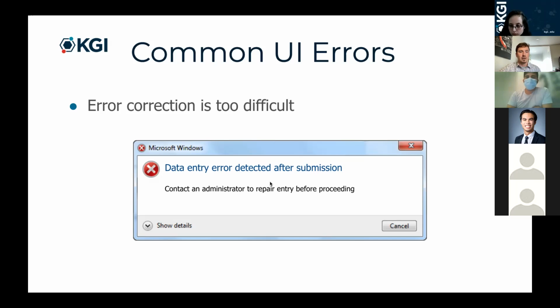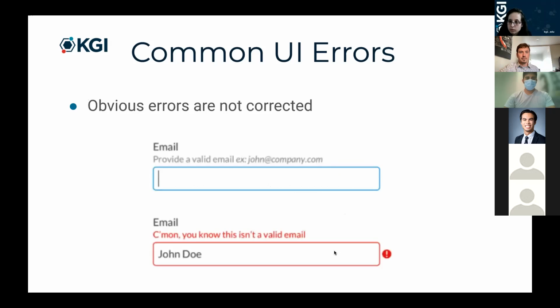So the solution here would be to create a way for them to fix their submission after the fact, right? So there'd be a feature that doesn't require some sort of administrative intervention to fix, or maybe I just try to prevent the error in the first place by providing helpful alerts or just making it obvious what they need to do. Another common user interface error: obvious errors are not corrected.